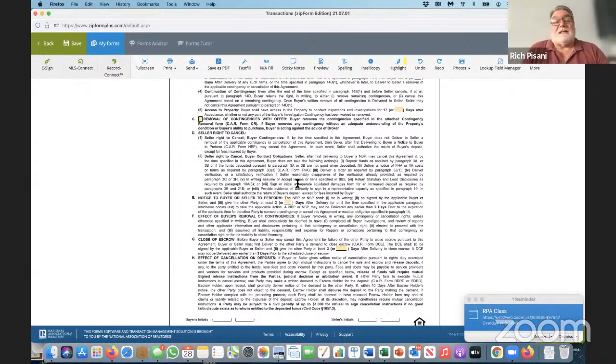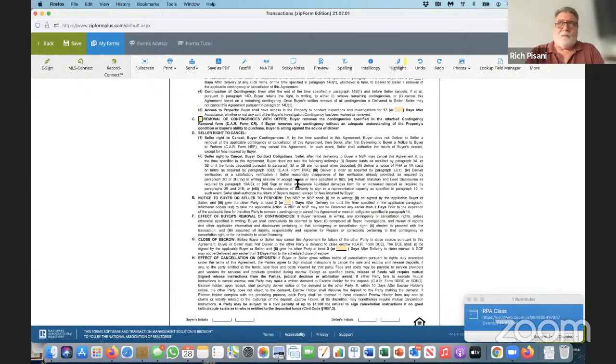If he wants to go through the expense of going through a specific performance and getting a lawyer and putting a lis pendens on your property in order to force you to sell that house to him, he can do that. So it's really important to note to your seller, hey, you're stuck with him. But if he doesn't perform, you can cancel by giving them a notice to perform. And you give them a notice to perform, and if they don't perform within 2 days, it's not 24 hours, it's not 48 hours, it's 2 days.